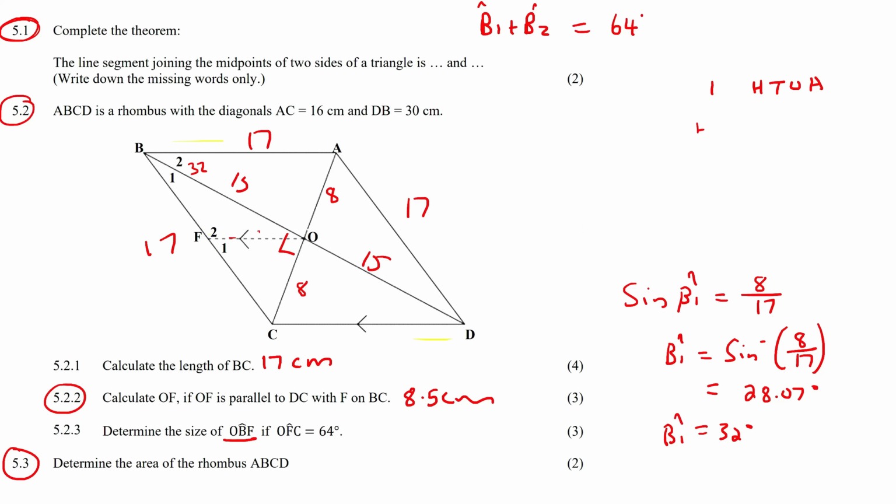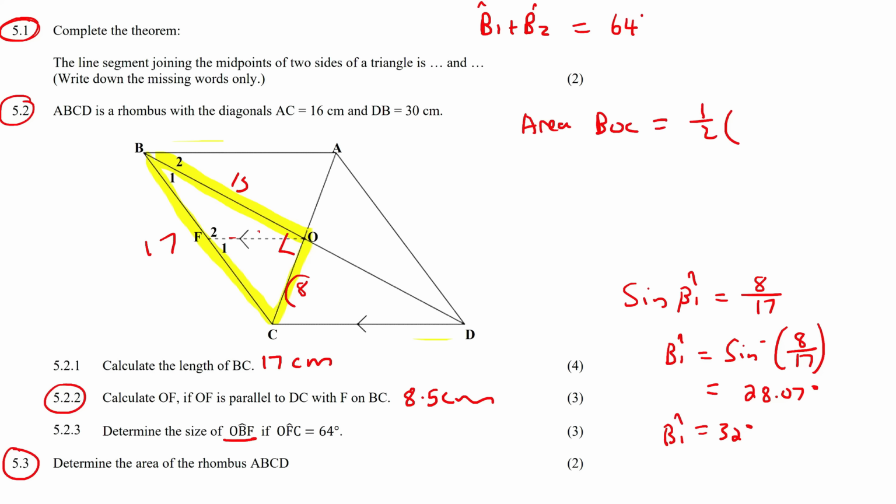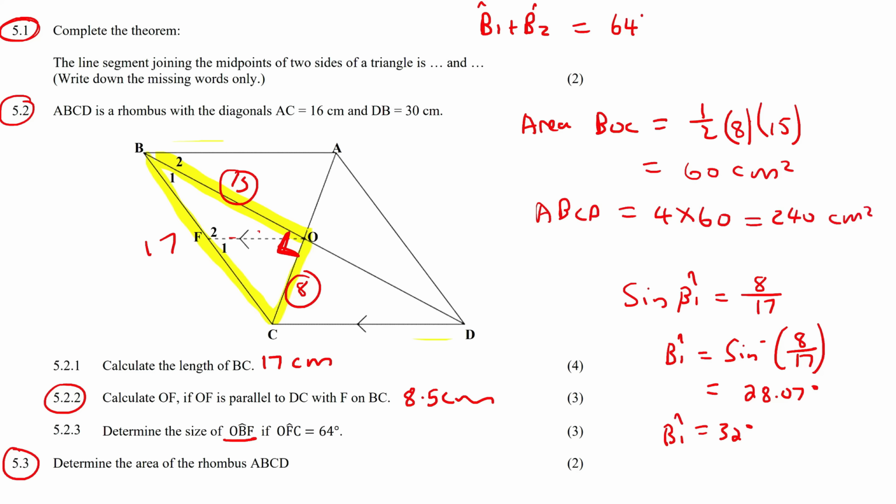So if, for example, we look at this triangle here, we know that the area of a triangle, so the area of triangle BOC, is just going to be half base times height. So the base and the height must always be the ones next to the 90 degree. Okay, don't use the 17. So we're just going to say half 8 times 15, and that's going to end up giving us 60 centimeters squared, and then we're just going to times that by 4 because there's 4 of those triangles. So 4 times 60 will just be 240 centimeters squared.